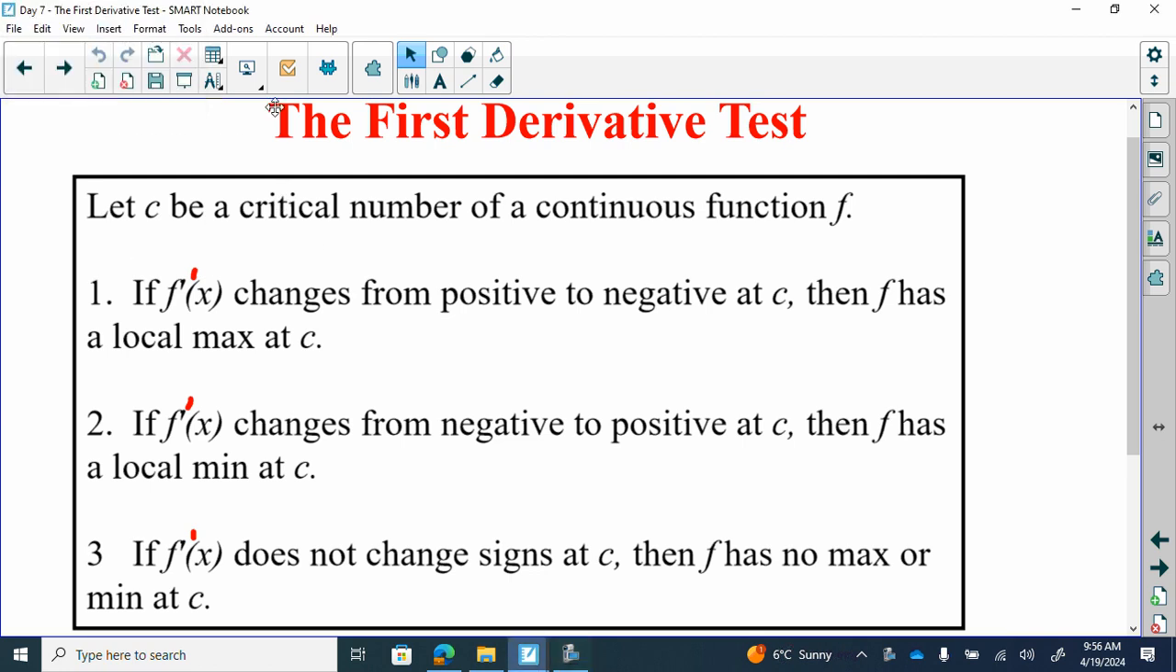All right, we'll talk about something called the first derivative test. And this is basically what we were just alluding to in our previous example. So it says if f prime x changes from positive to negative at c, c just represents a critical value or a critical number.